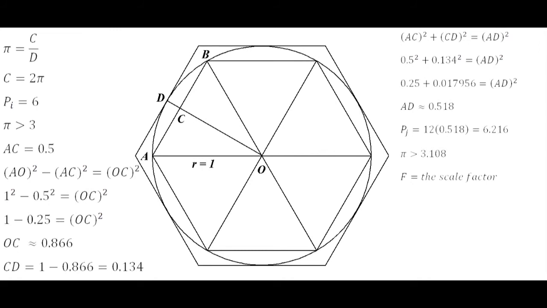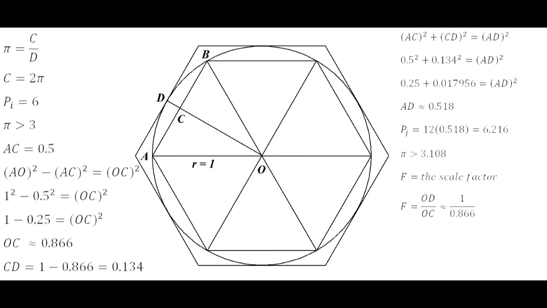In this case, we will use the distance from the center of the polygon to the midpoint of one of its sides as our dimension. For the inscribed polygon, this distance is OC, and for the circumscribed polygon, it's OD, which happens to be equal to the radius of the circle. This means that the scale factor is OD over OC, which is approximately equal to 1 over 0.866.